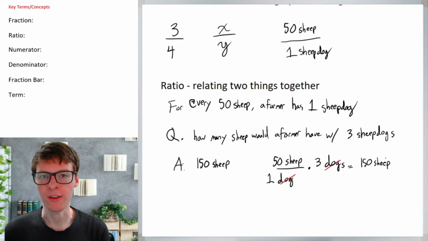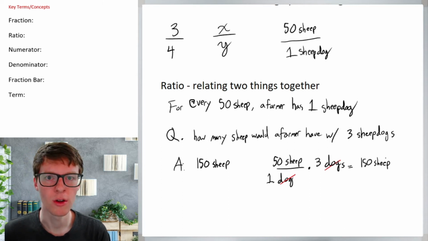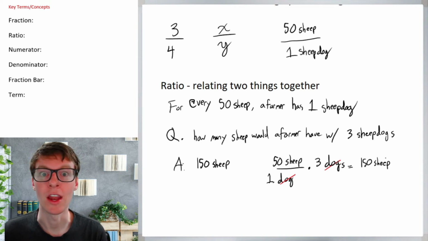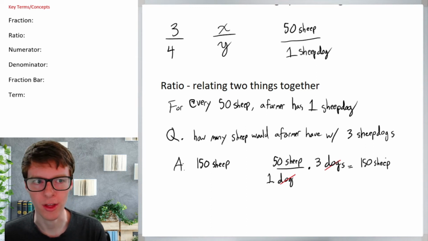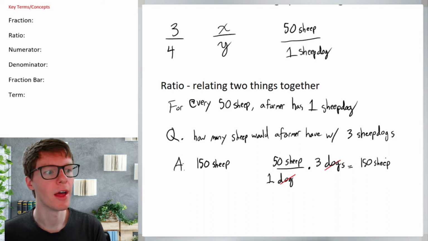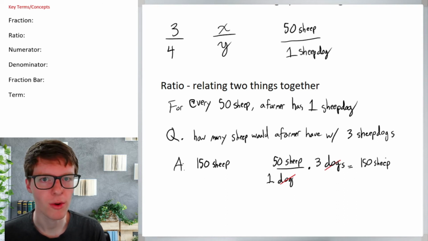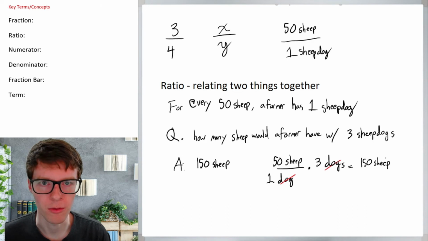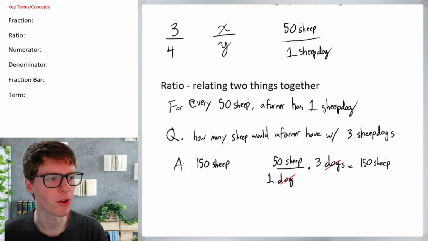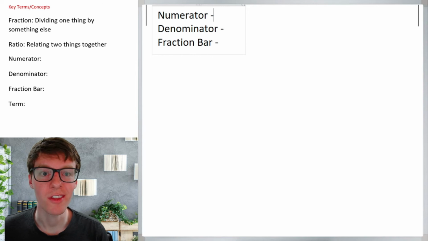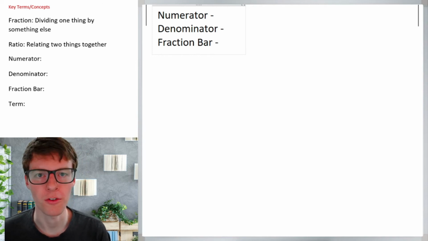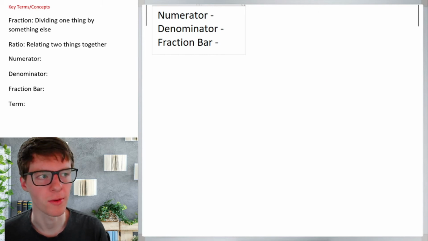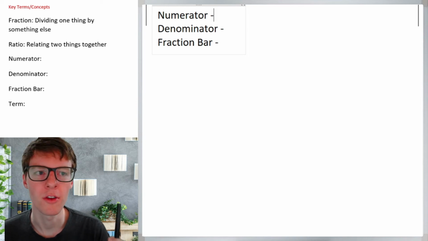And so this is just one example of using a ratio to figure out an unknown value, which is a very common thing with word problems that a lot of students struggle with, but we're going to help you develop the intuition to solve those. All right, so the next thing is going to be, what are the key terms that you need to know in order to do fractions successfully? Your 3 key terms are going to be numerator, denominator, and fraction bar.